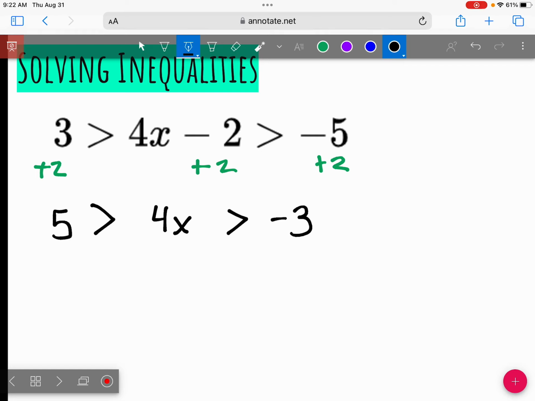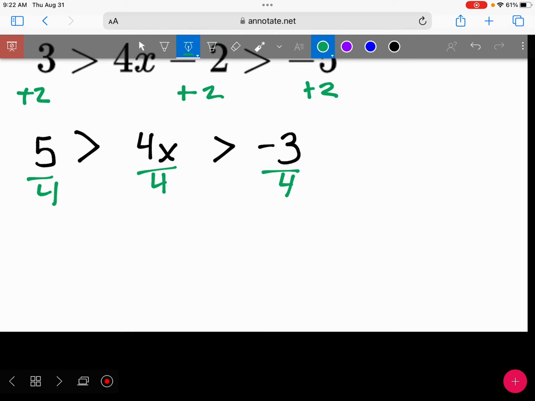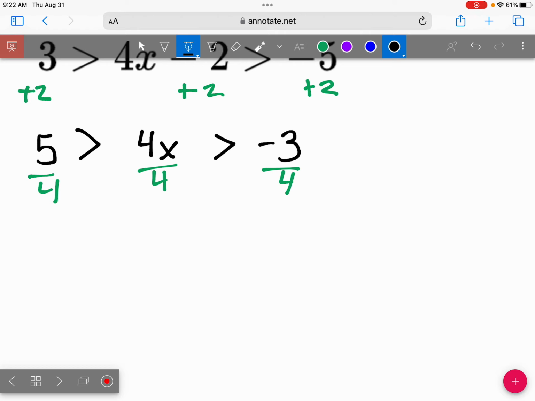We're not going to add 3 on both sides. We're going to leave everybody on the other sides of the inequalities alone. I want x by himself. Divide by 4. All I need is x by himself. So we're going to have 5/4 is greater than x is greater than -3/4.